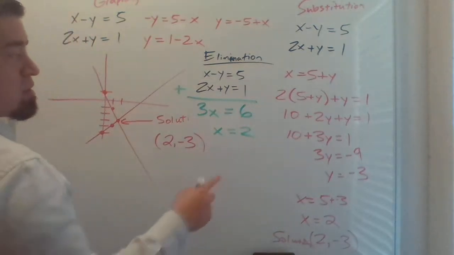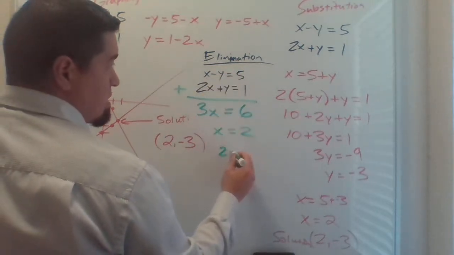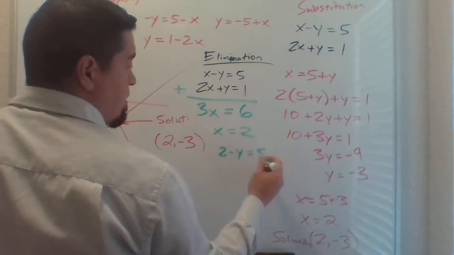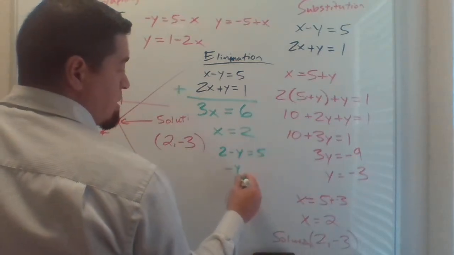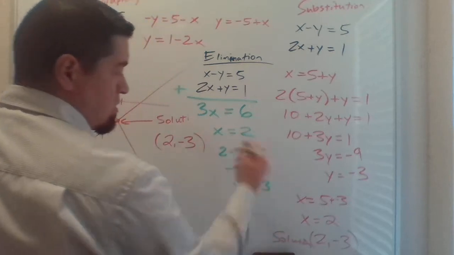And then you do the same thing as before. You're going to plug this into one of these equations. So 2 minus y equals 5. Subtract 2 from both sides, you get 3. And then divide by -1, you get -3. So you get the same coordinate.